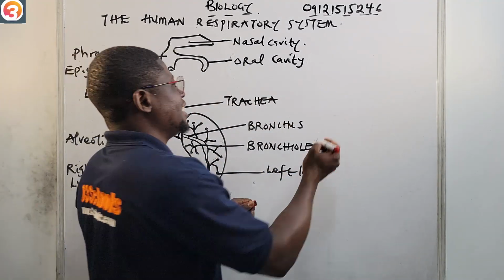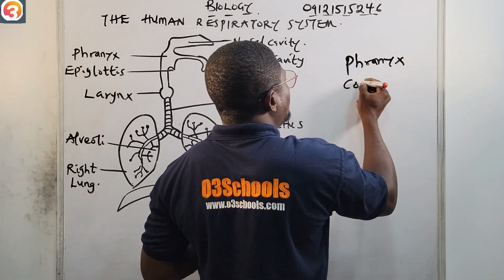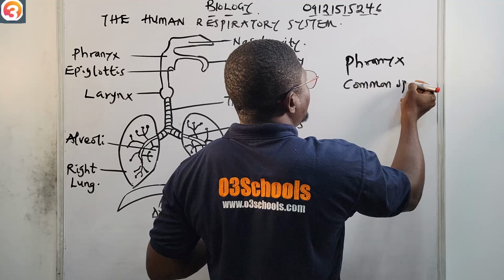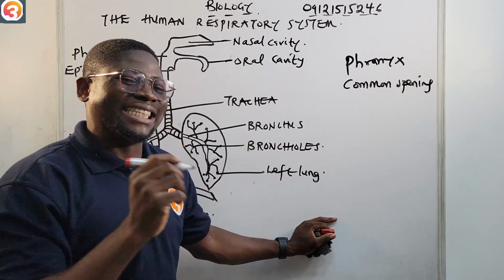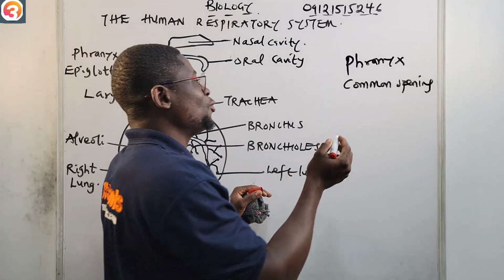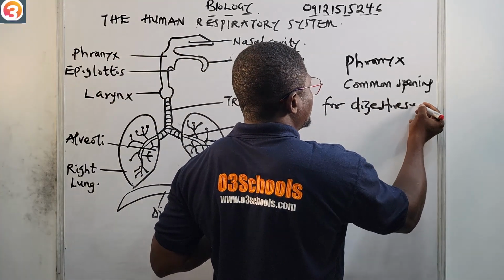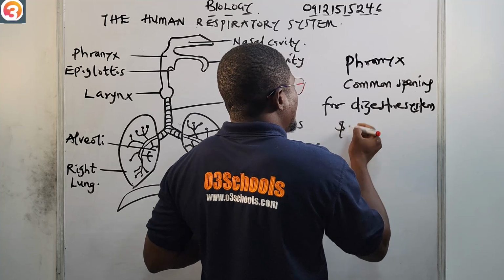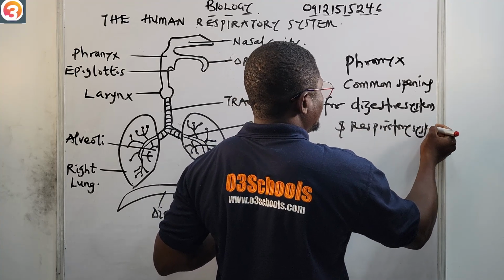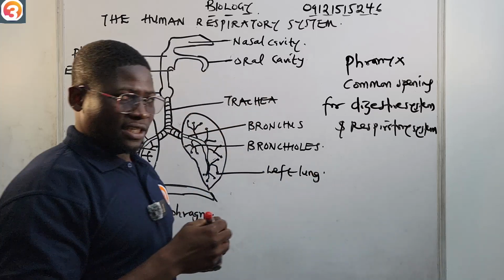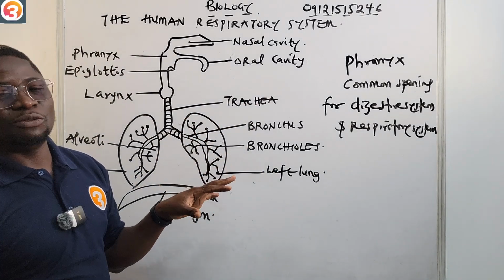So the pharynx is a common opening for both the digestive system and the respiratory system. Okay, so that is the pharynx. It's a common opening for the digestive system and the respiratory system.